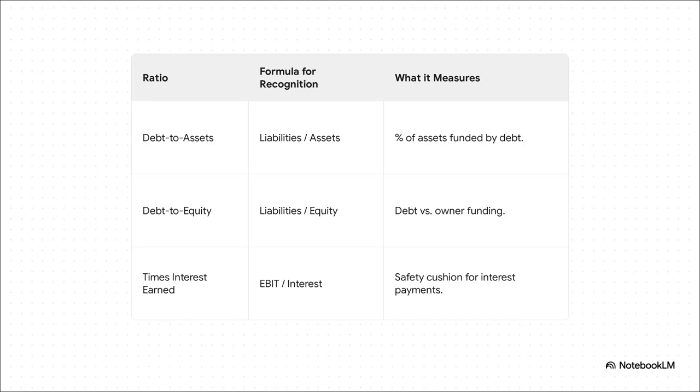So for your test, look for the word debt or liabilities in the formula, usually on top. Debt to assets and debt to equity are basically telling us how much of this company is paid for by bankers versus the actual owners. Then there's times interest earned. Think of this one as a safety check. It asks, hey, are your profits big enough to easily cover your interest payments? If that number is low, that is a huge red flag.